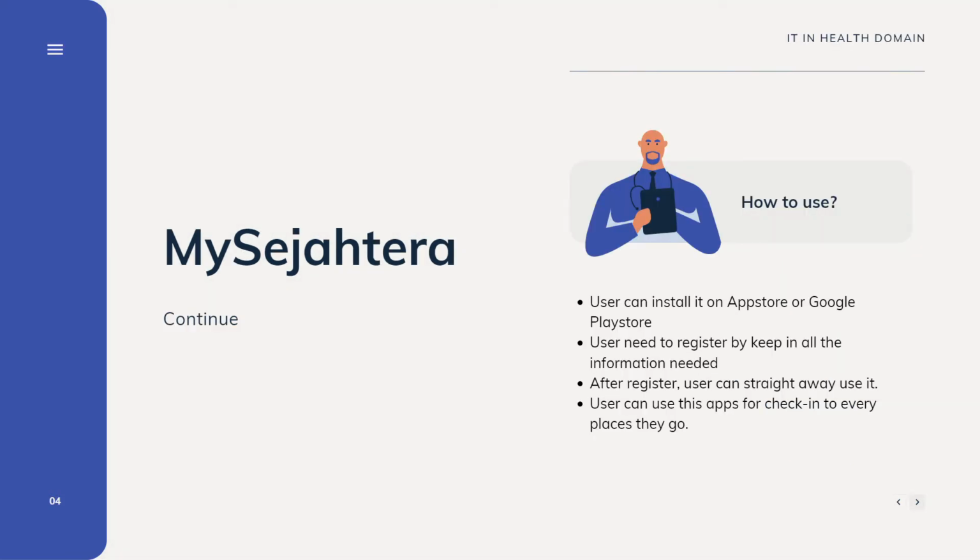This is how users can use MySejahtera. First, users can install it from the App Store or Google Play Store. Then they have to key in all the information needed, such as name, IC number, telephone number, address, and update their health condition to make sure it is not related to COVID symptoms. After that, users can straight away use it. Users can use this app by scanning the QR code at every store or restaurant that they go to.